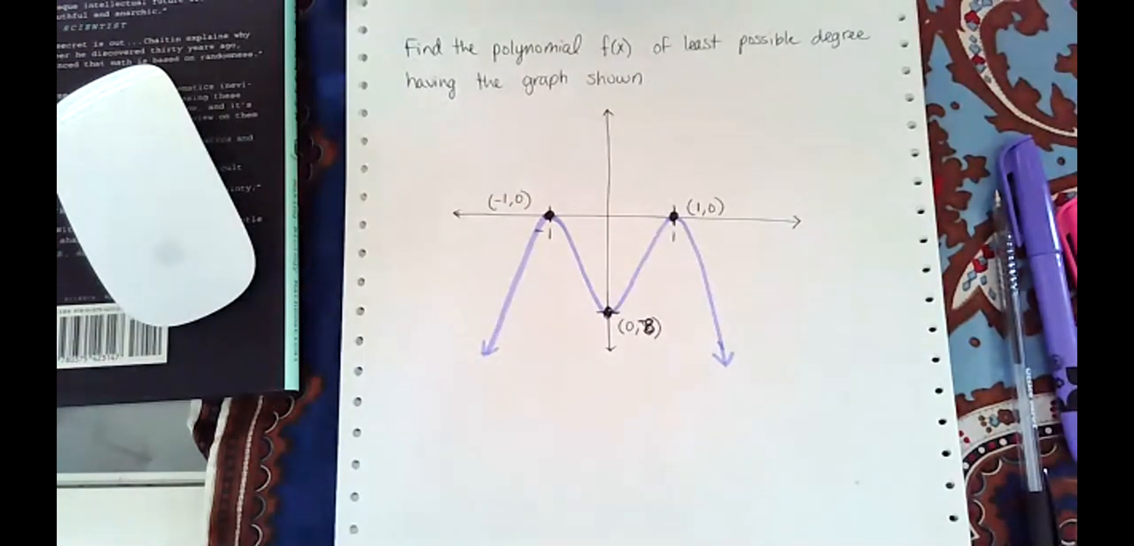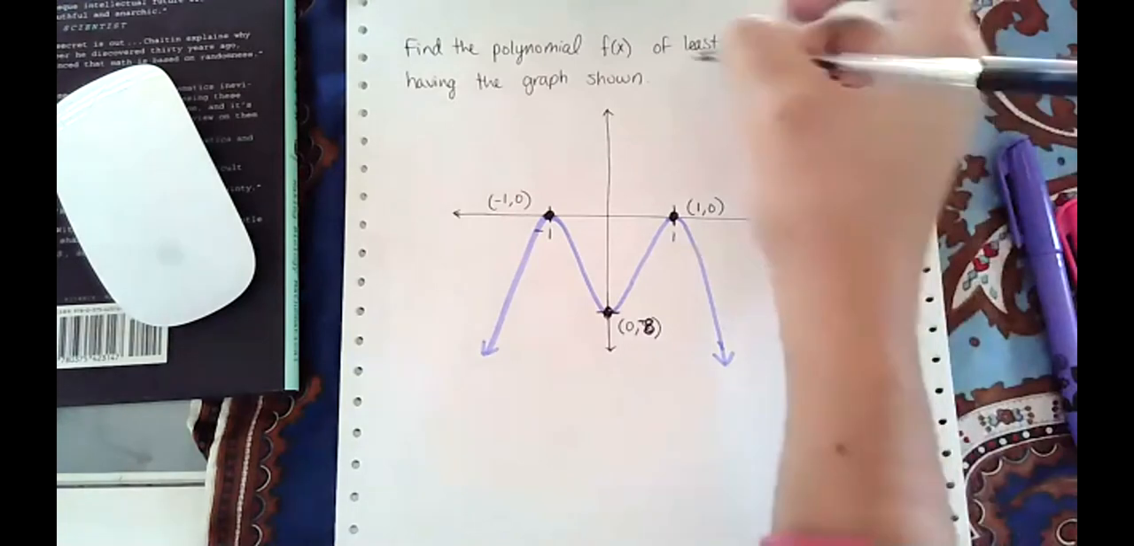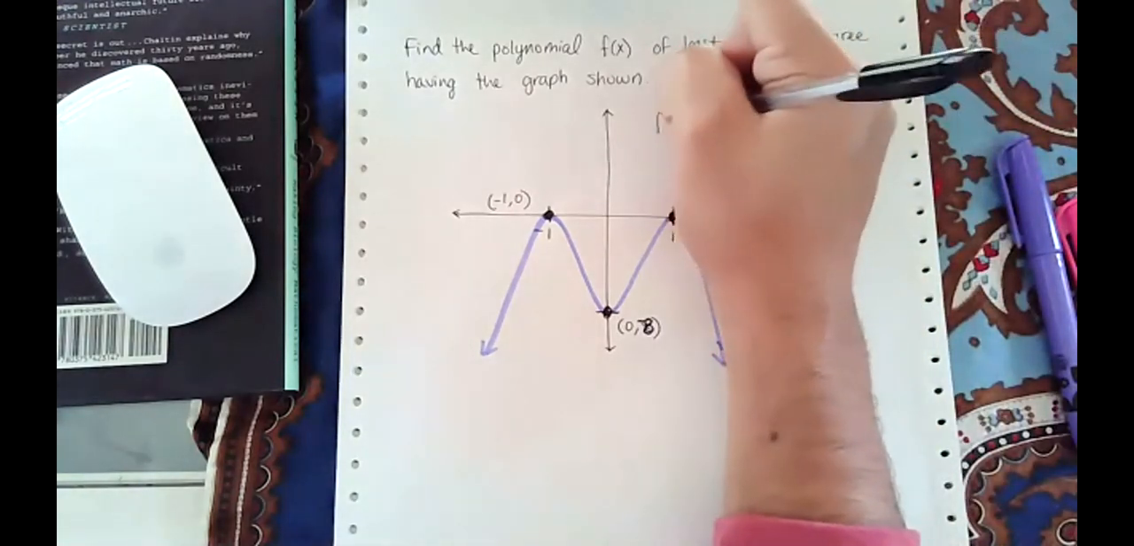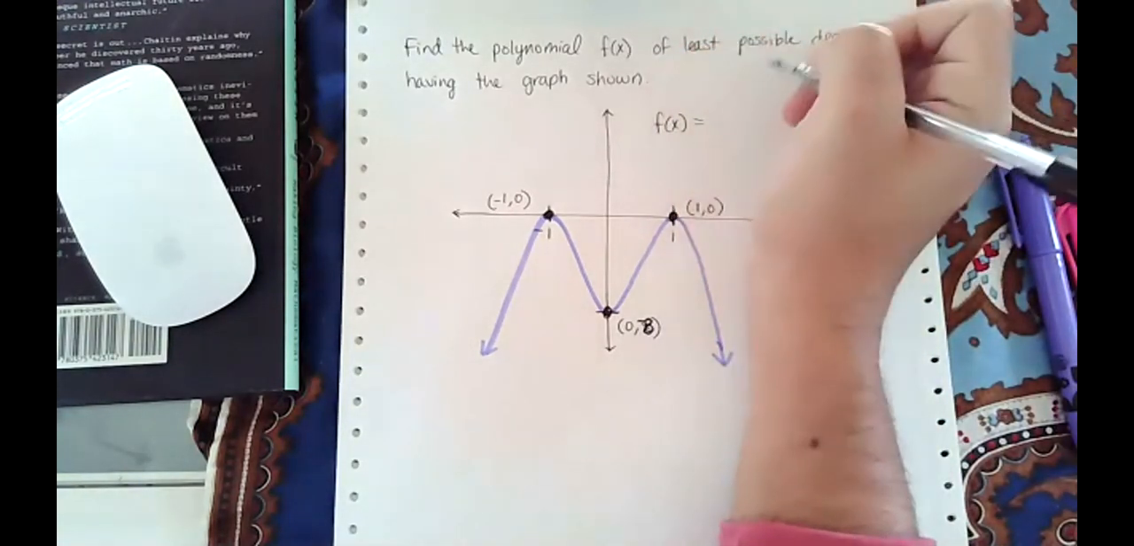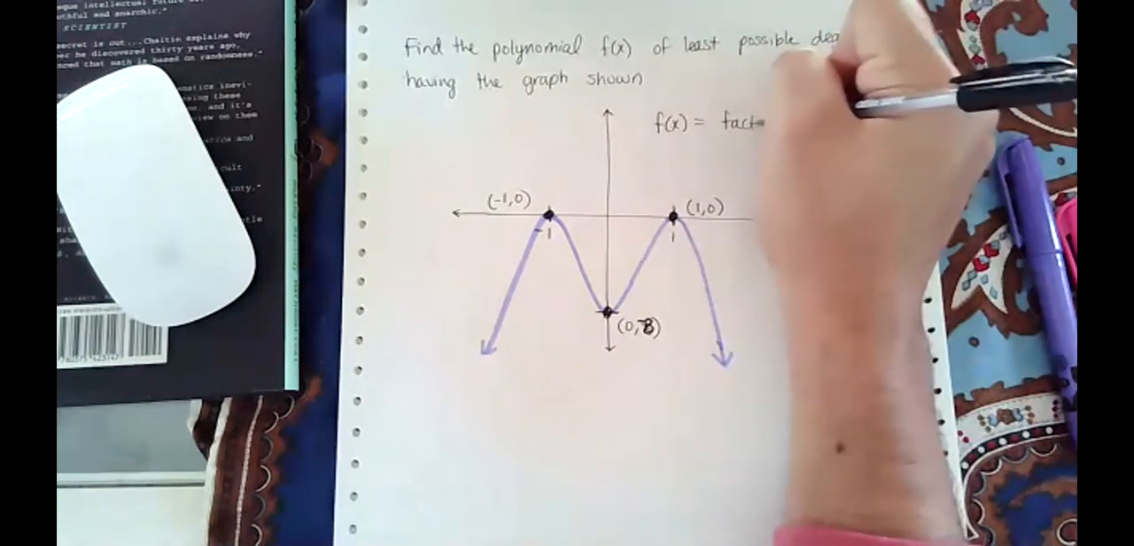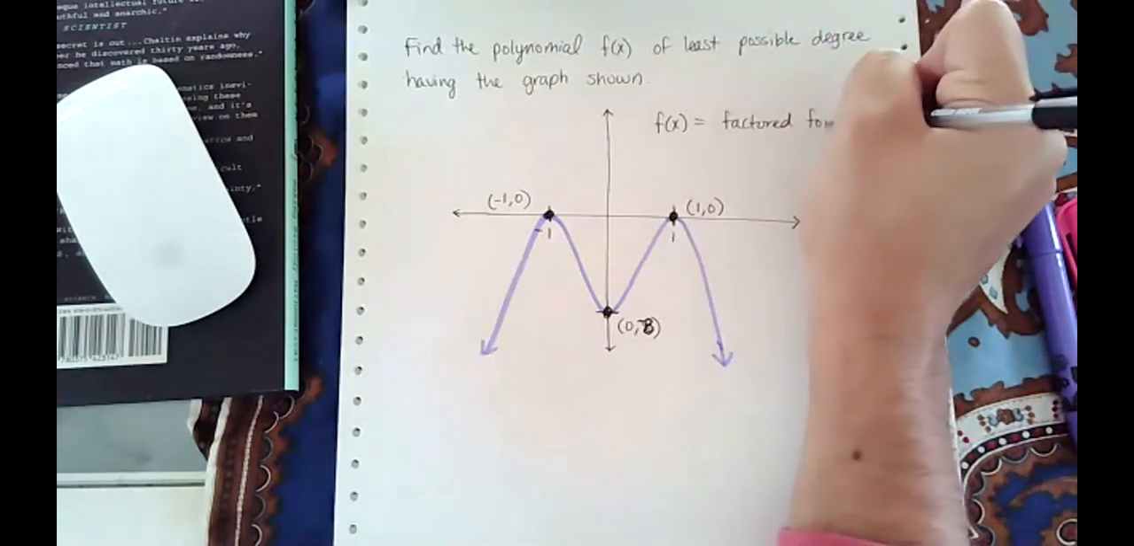So we have to use the same principles that we just got finished going over, but in the opposite direction, right? Before we were given the equation and had to come up with the graph. Now we're going to be given a graph and have to come up with the equation. But the principles are really similar. In fact, we will write our function in factored form and call it a day.